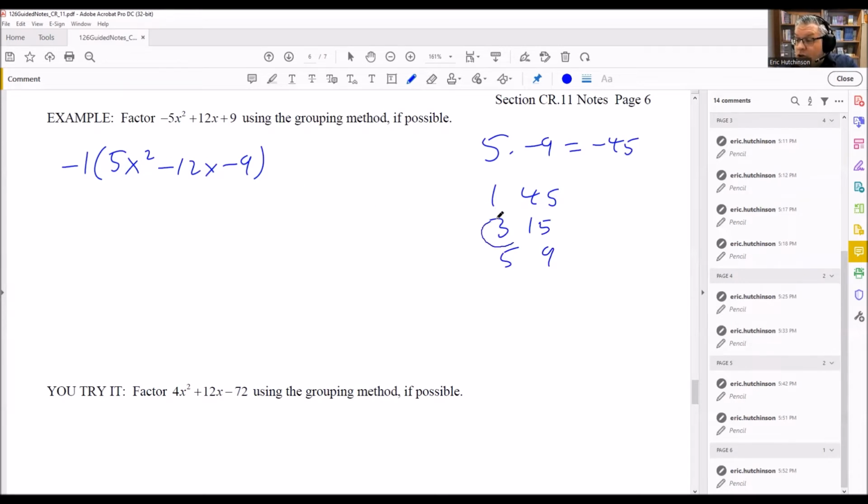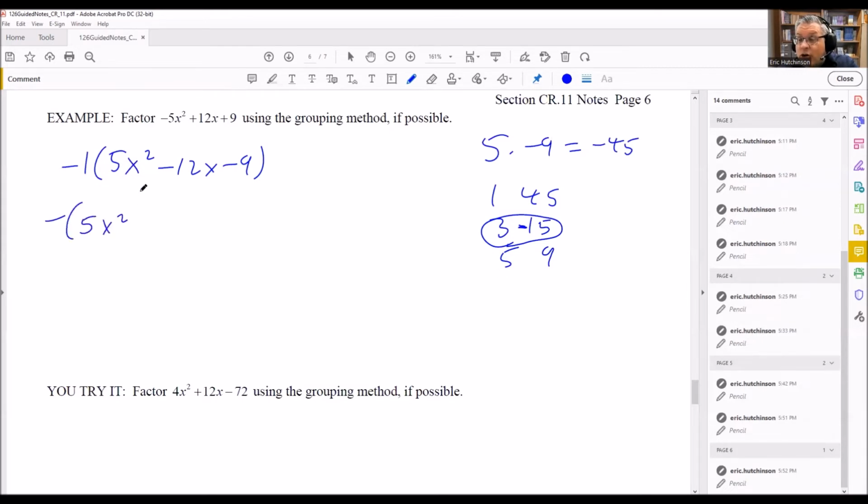So the only one that's going to work is 3 and 15. The negative needs to go with the 15 because my result has to be negative. So I'll put the negative with the larger number there. I have a negative here, so I don't have to put the 1. I'm just going to put negative out front.